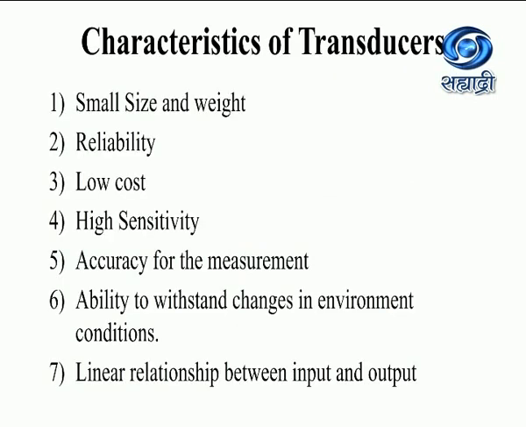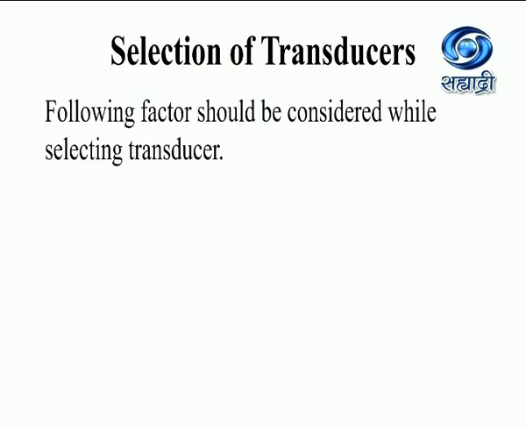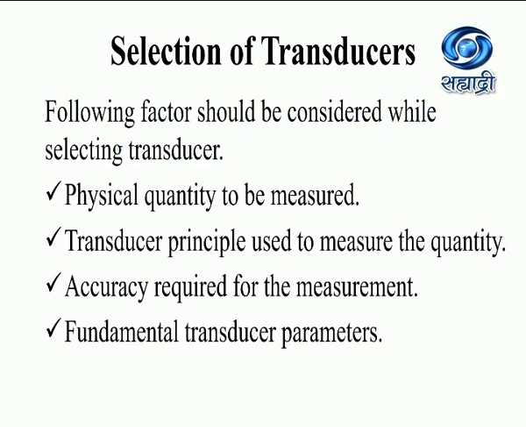So these are the characteristics of transducer. Then selection of transducer. While selecting any transducer for any instrument, the following factors should be considered. The first factor is the physical quantity to be measured, that is what you have to measure. The second one is the transducer principle, meaning the type of transducer used for measurement. Then accuracy required for the measurement, and the fundamental transducer parameters should be considered.